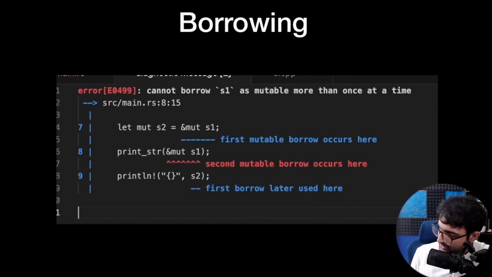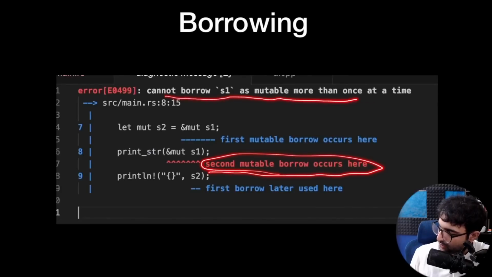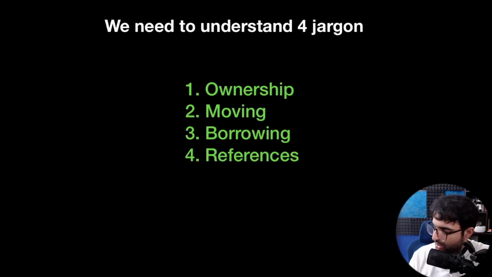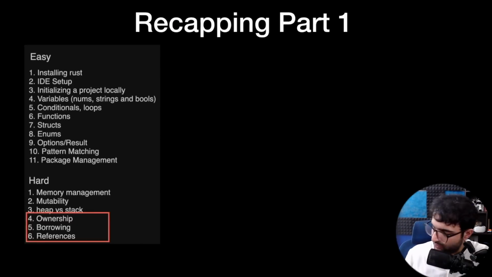What does it say? The error says second mutable borrow occurs over here. Cannot borrow S1 as mutable more than once at a time. If I try to borrow it as mutable over here as well as over here, the compiler will fail. I won't be able to compile my program. That covers all the jargon we need. Hopefully that was easy enough. We're done with part 1.